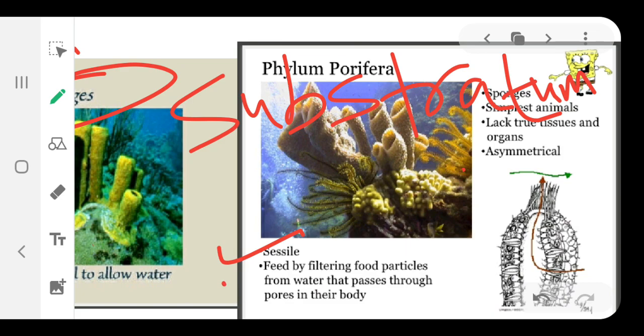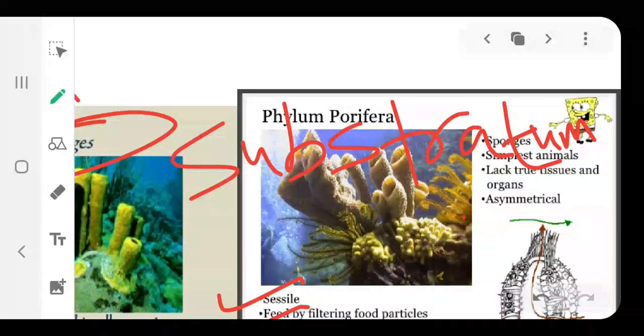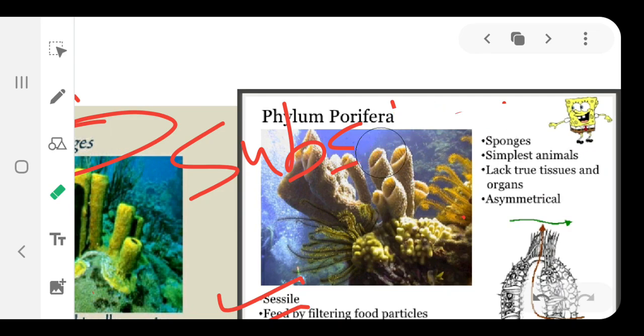And they feed by filtering food particles from water that enters the body through the pores. So the water enters the body through the pores, carrying all the nutrients, and then the water comes out of the body, leaving the nutrients inside and carrying the waste out. So they have that primitive mode of feeding, as far as their taxonomical points are concerned. Sponges are the examples.